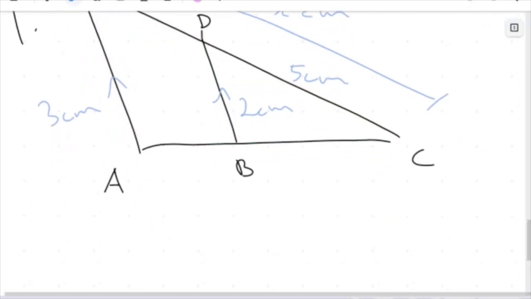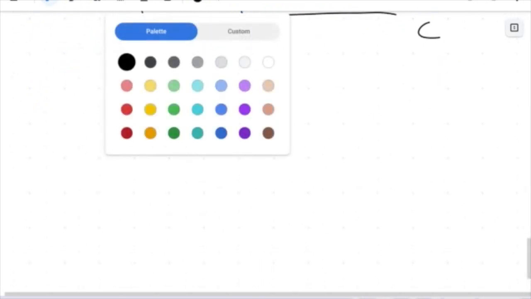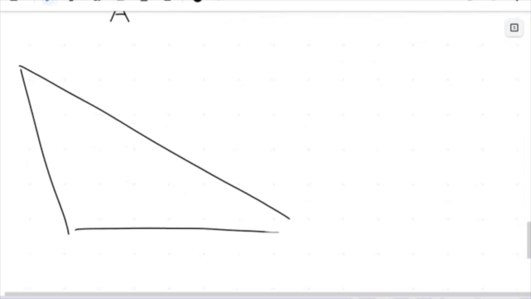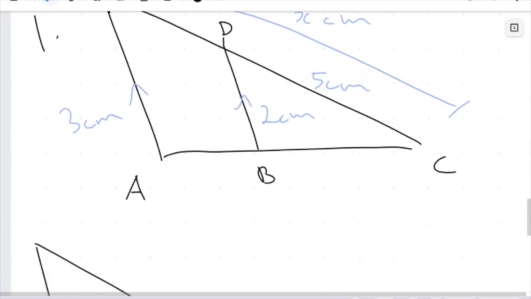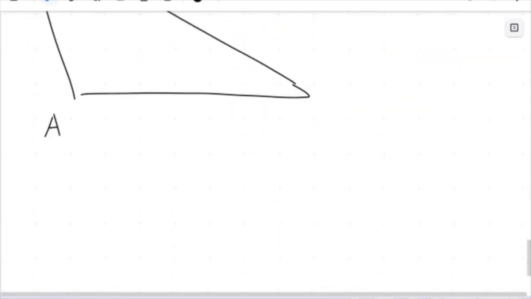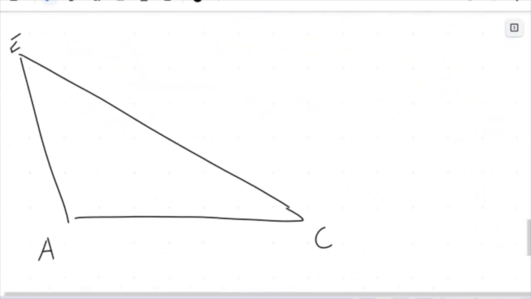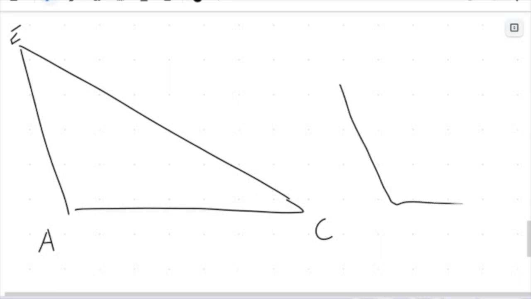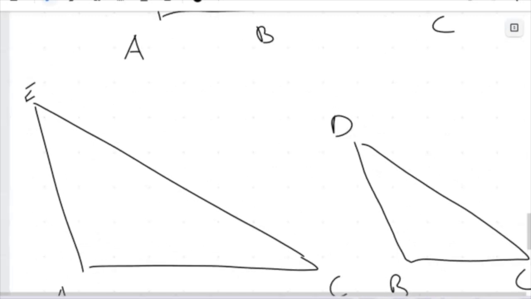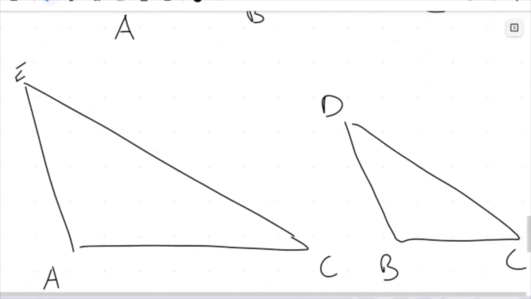Now, if it helps you guys, you can write these as two separate triangles if you want. You can have your bigger one here. So that's going to be your EAC. And you can have your smaller one, DBC. And we are going to first explain why the two triangles are similar.